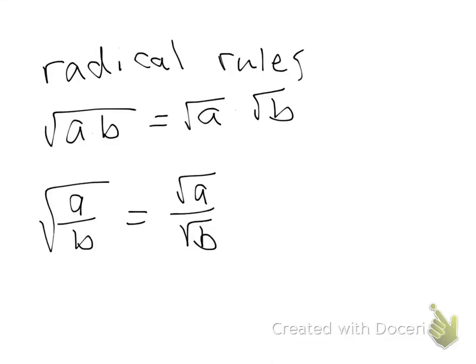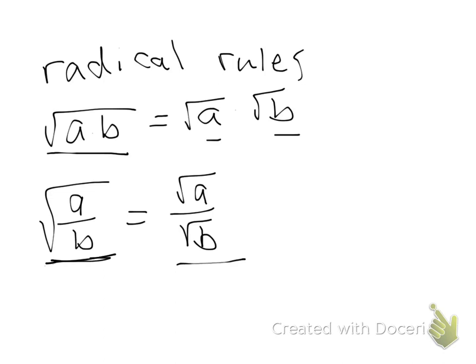All right, on this worksheet, we've already done some radicals, but here we're going to do some more. We're going to simplify these radicals. So you guys have got to remember that the square root of a times b is just equal to the square root of a times the square root of b, and the square root of a divided by b is the square root of a divided by the square root of b.